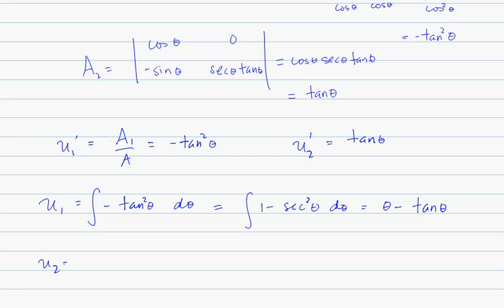u2 is the integral of tangent theta, which I'm going to write as sine theta over cosine theta d theta. Then if u is cosine theta, then du is minus sine theta, so I can use u substitution to get that this is minus the ln of the absolute value of cosine theta. But between minus pi over 2 and pi over 2, cosine theta is positive, so it's minus the ln of cosine theta.